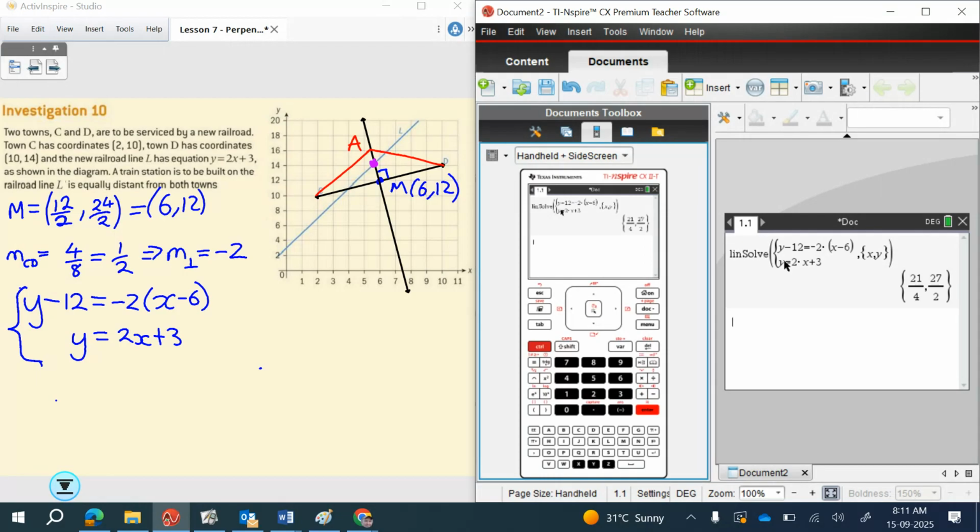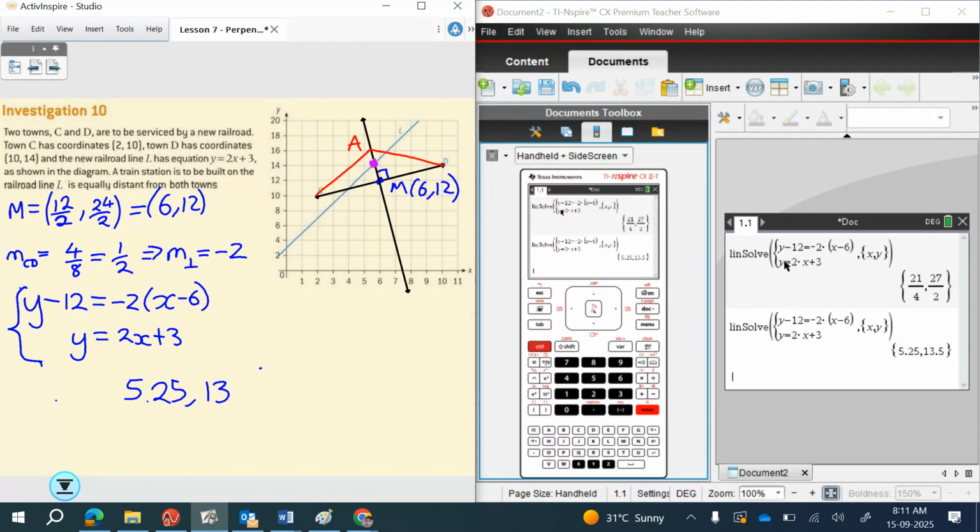So if I want this as a decimal, I press Control Enter, and I can see the two values now written as decimals. I'm just going to put those in. So this is 5.25, comma 13.5. And those are actually exact values, I can tell by fractions. This is the coordinates of the train station to be built on the line L, equally distant from both points. This is the coordinates of the train station.